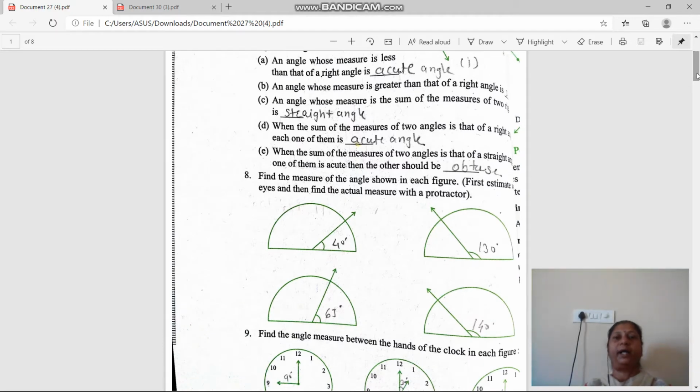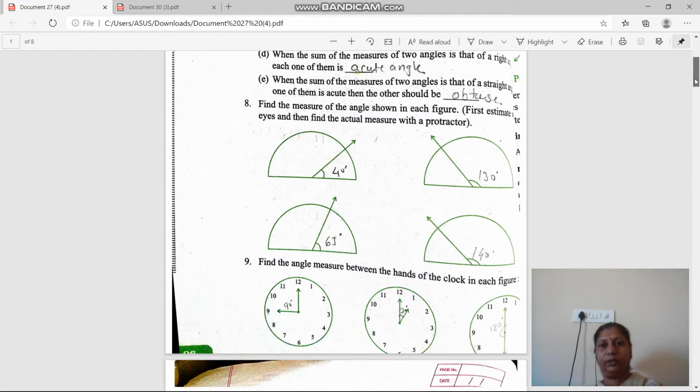Find the measures of the angles shown in the figure. So see here, you have to measure with the help of a protractor. Don't write the measurement as ma'am has written here. You have to measure with the help of a protractor, and I think everyone can do this.